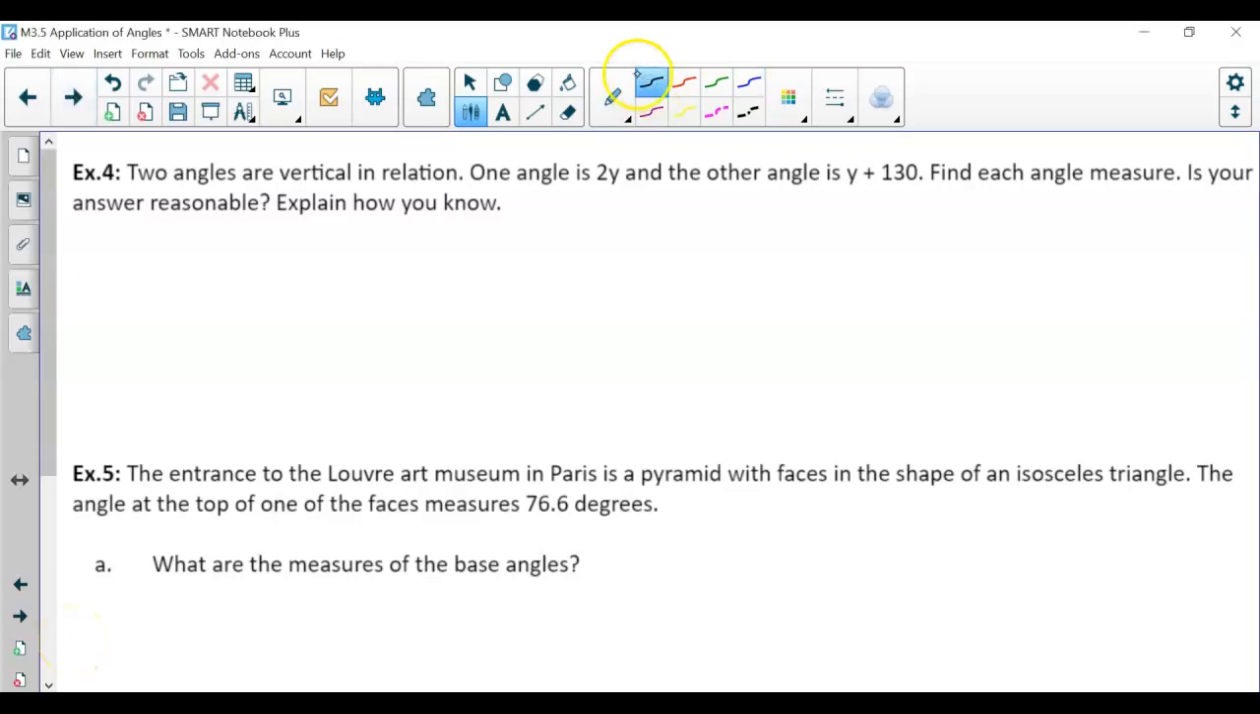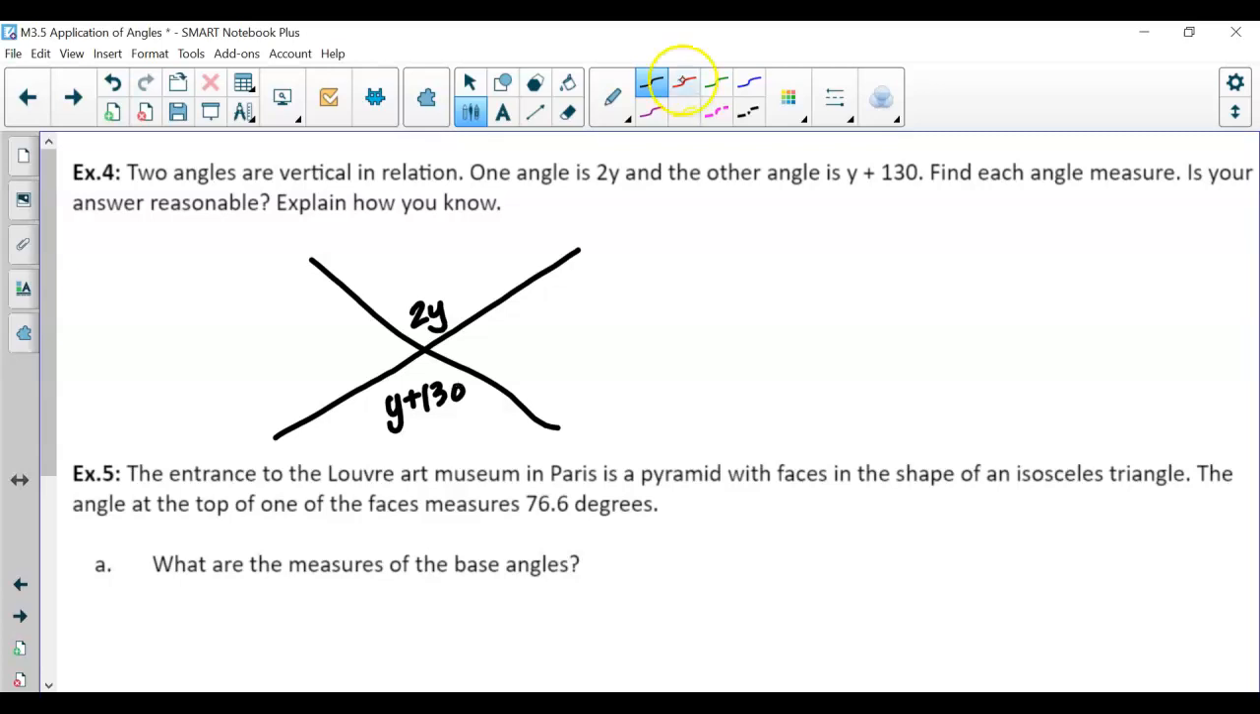So we've got vertical angles here. Let's say one angle is 2y, then the other angle is y plus 130. So how would we solve for y? Well, we would just set them equal to each other. 2y is equal to y plus 130. Then we gather our variables. So subtract y. Now I've got y is equal to 130.